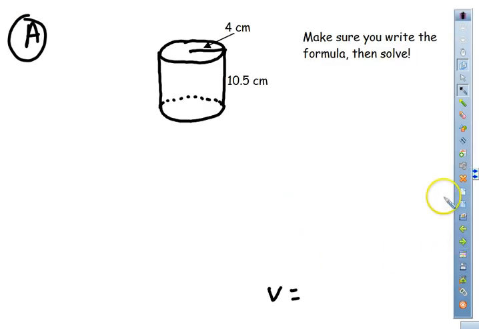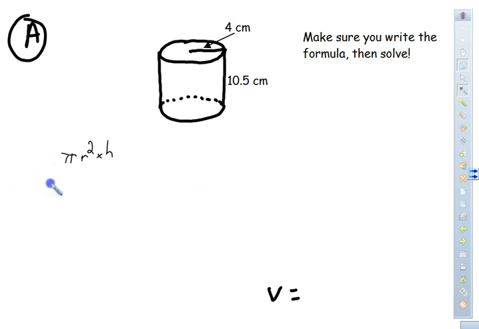So let's try a problem. Okay, and again, make sure you write the formula down before we solve. So again, my formula is going to be pi times the radius squared times the height. Okay, so now it's a matter of just simply plugging this information in.